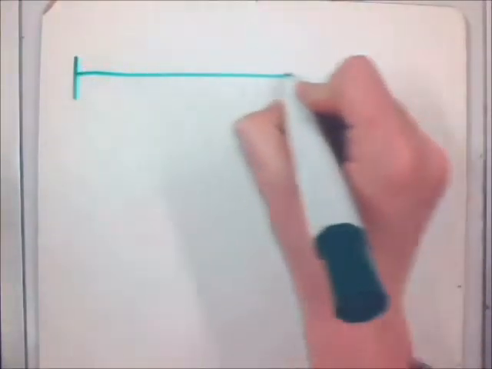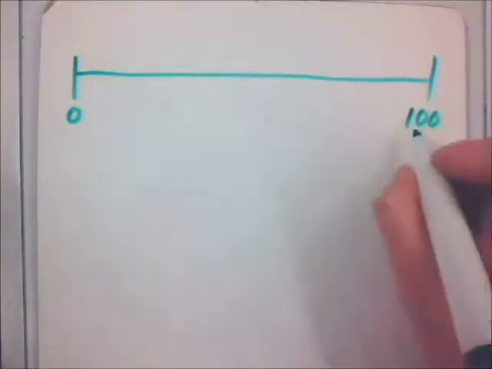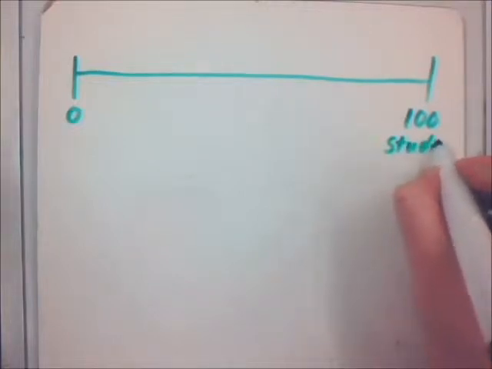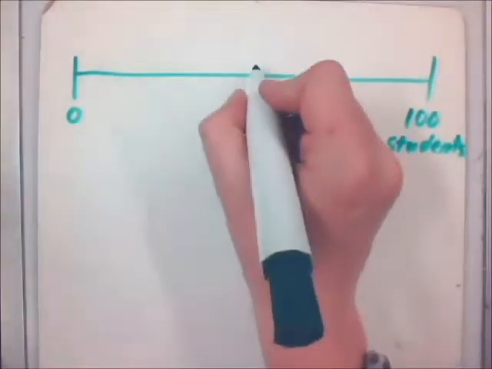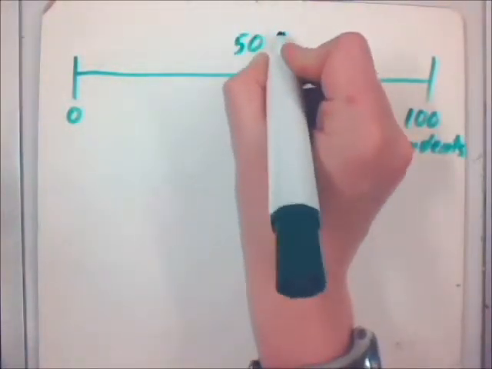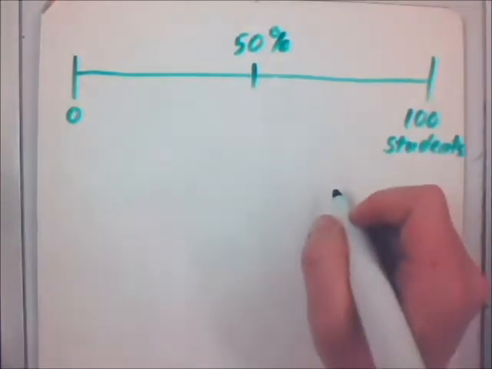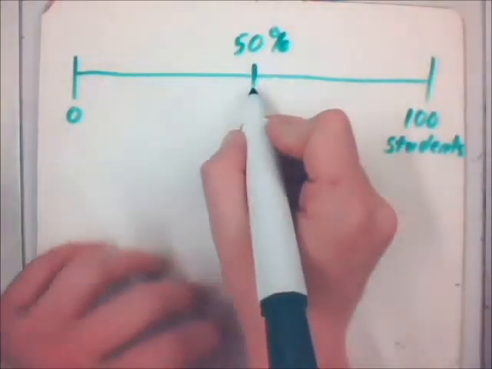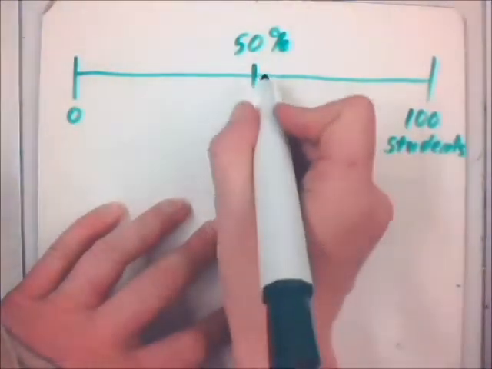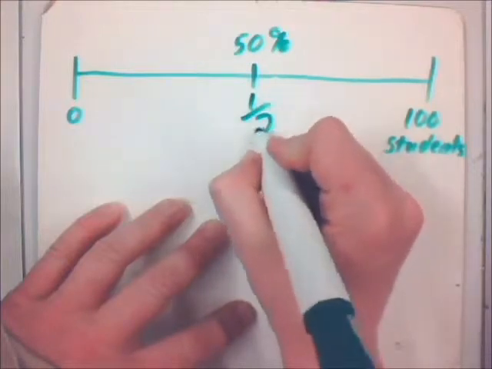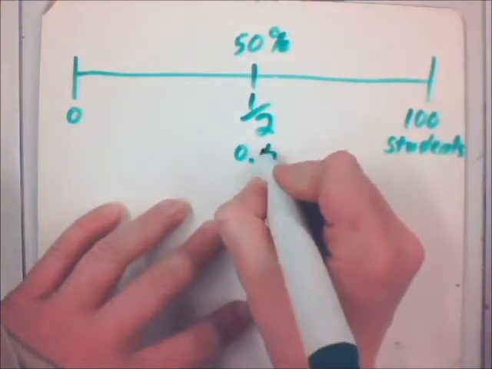A percent is actually a piece of an entire thing. So say I had something like this, a number line with 0 to 100 students. If a percent is a piece of the 100 students, say I wanted to look at 50% of the students. Well, I know that 50% of the students is only half of the full 100 students that we have. So 50% is the same as 1/2, or 0.5.